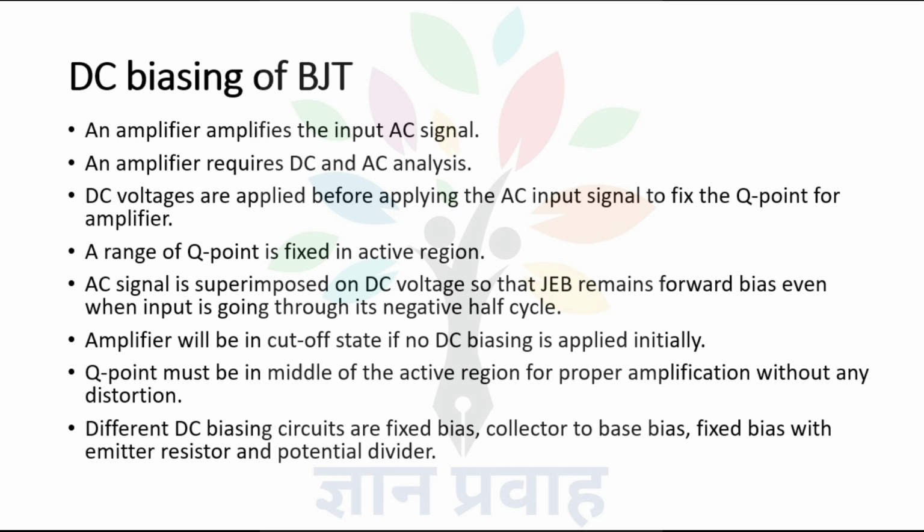There are different DC biasing circuits for fixing this Q point. A few are fixed bias, collector to base bias, fixed bias with emitter resistor, and potential divider or voltage divider circuit.